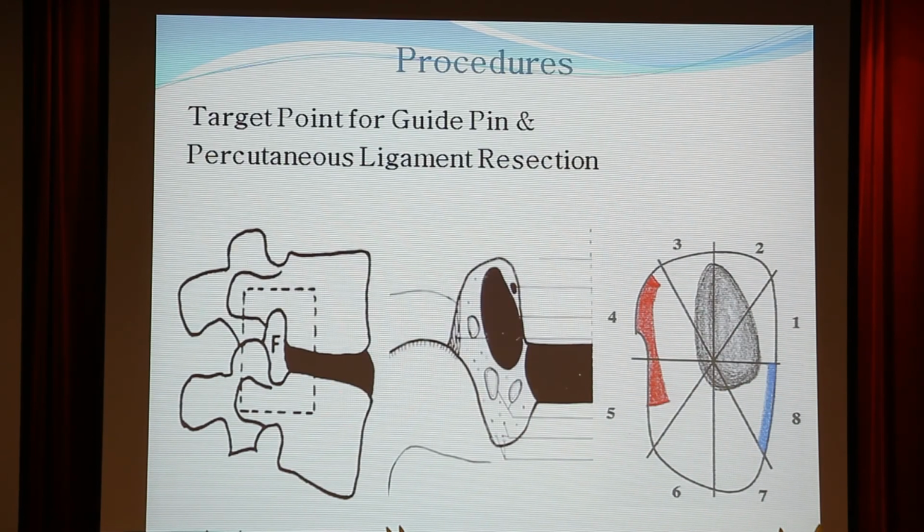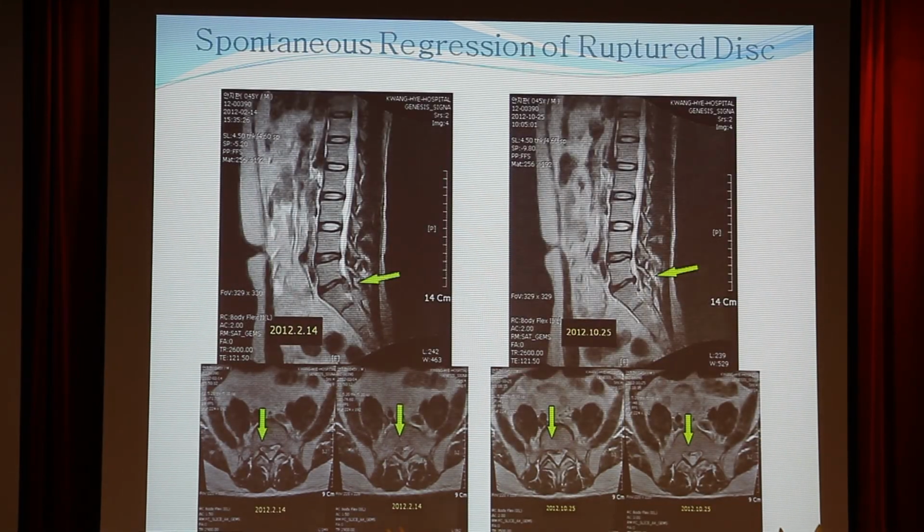So we advance the guide wire to this area, and we advance the trocar and remove the guide wire, and after that we advance the drill to this area. We should advance the drill just close to the bone, and after that we remove the drill and we advance the curette, and we remove the ligament which is attached to the posterior side of the intervertebral foramen. So that is the best way to widen the foramen. You can see spontaneous regression of the ruptured disc after this procedure.